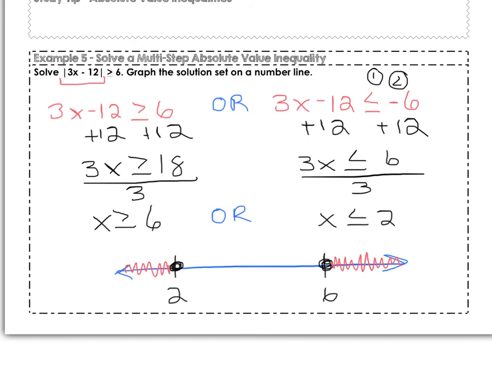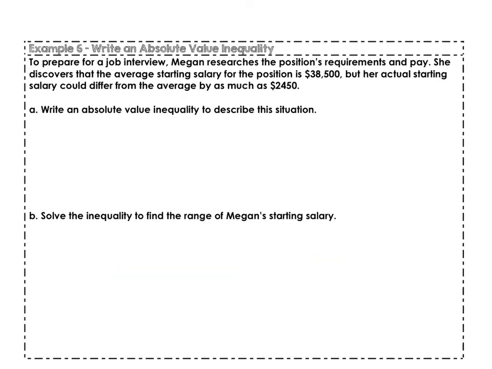All right, the last example for this section has to do with real-world problems. These are typically the sticking point for many students, so don't worry if you don't understand it at first. Let's read this problem out loud. To prepare for a job interview, Megan researches the position's requirements and pay. She discovers that the average starting salary for the position is $38,500. But her actual starting salary could differ from that average by about as much as $2,450. We're told to write an absolute value inequality for the situation as well as to solve it.